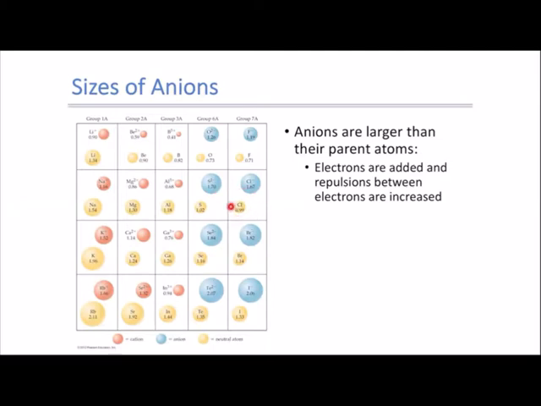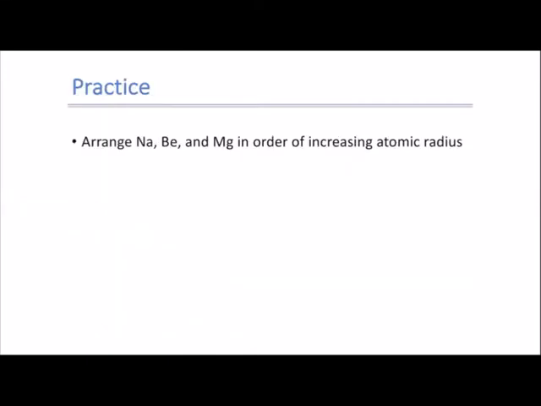So we can see we have a chlorine here, and then we have a chloride with a minus charge. We have a sulfur, and then we have a sulfide with a minus charge. We can see that they end up bigger with the more negative charge it has. This is because we're adding electrons into our system, and the electrons want to repel each other. Since the electrons want to repel each other, the size of the orbital actually increases and pushes further away from the nucleus.